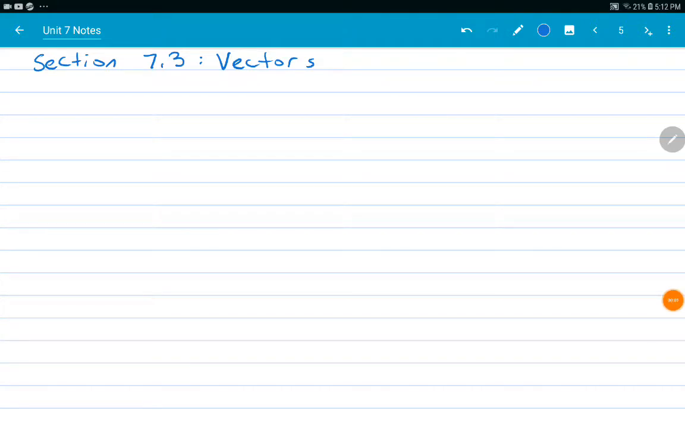All right, in section 7.3, we're starting to learn about vectors. And in this section, I'd really like to encourage you, if possible, to use graph paper because the accuracy of the length of each line and direction becomes really important. Because, well, I'll tell you why.